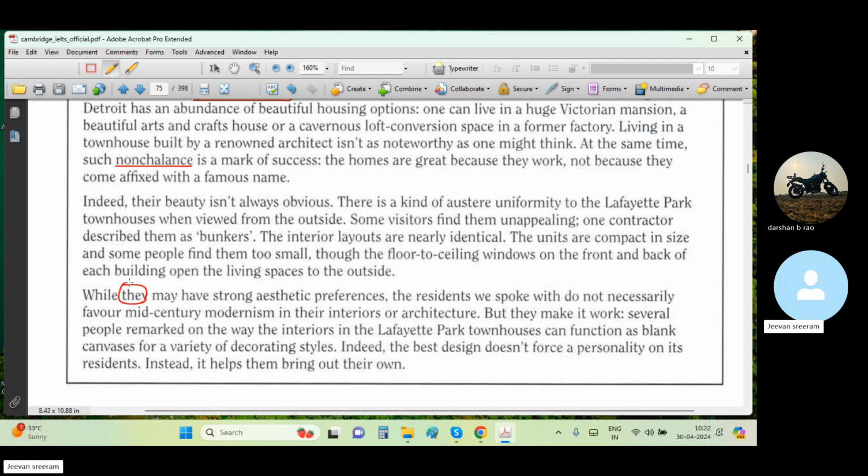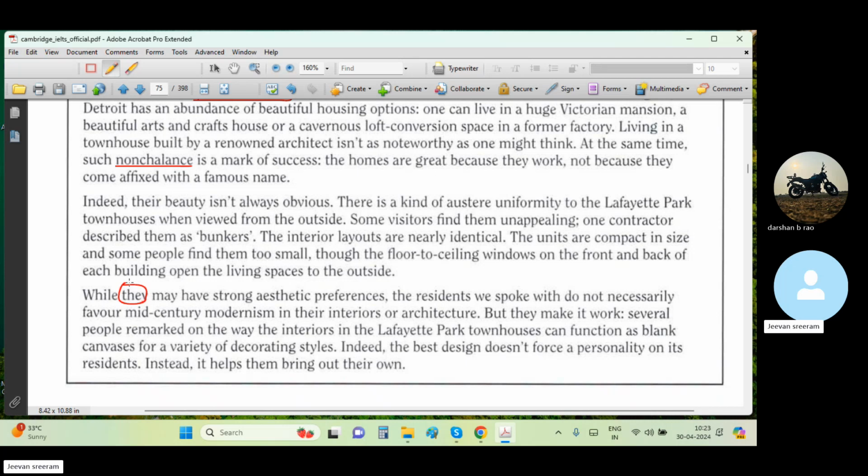So indeed, the best design doesn't force a personality on its residents. If you consider any design the best design, it should not force a particular character or taste of the building onto the residents. For example, if a building was built for people, it may or may not be interesting for them. The residents may or may not like it.